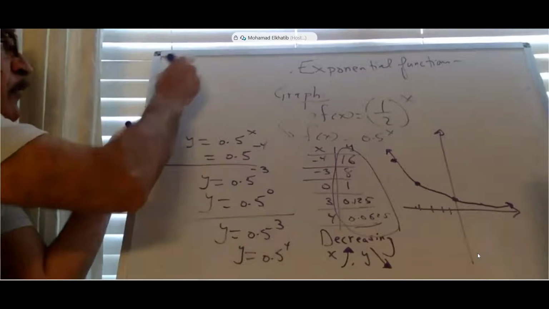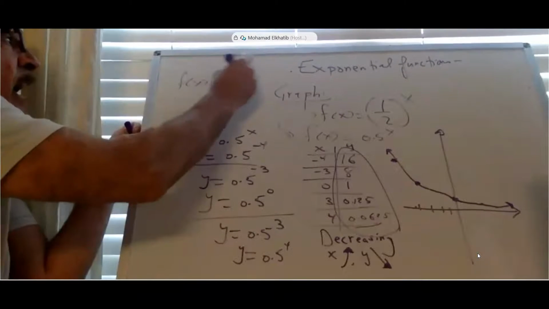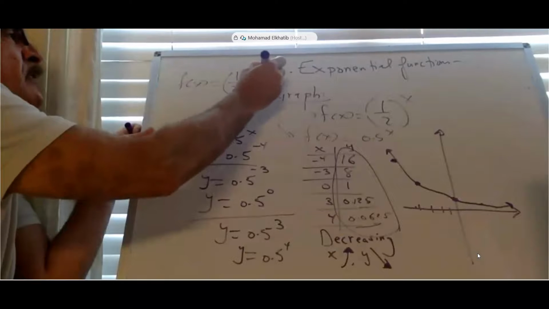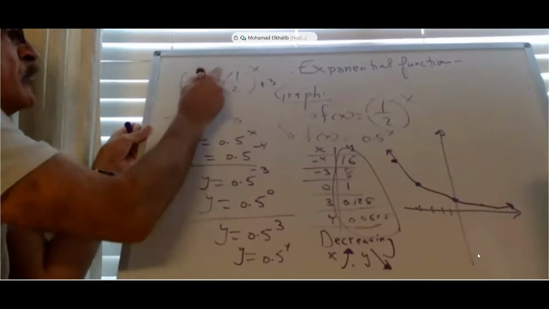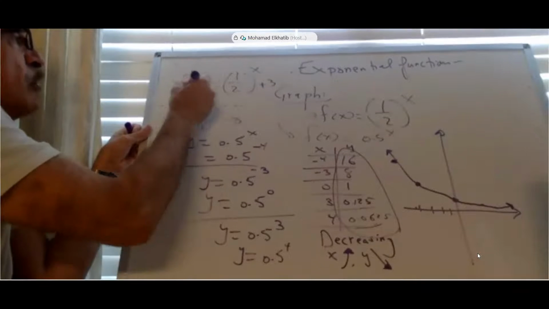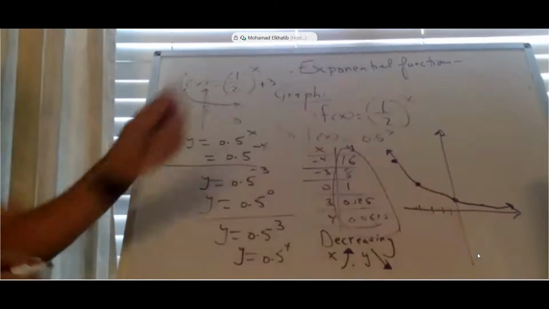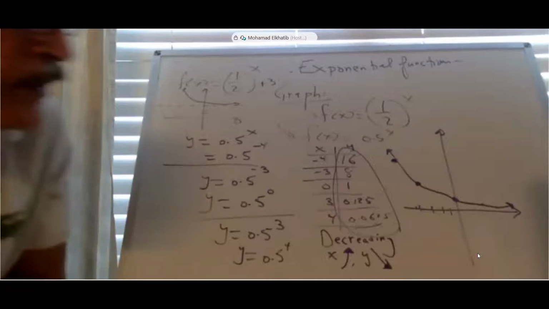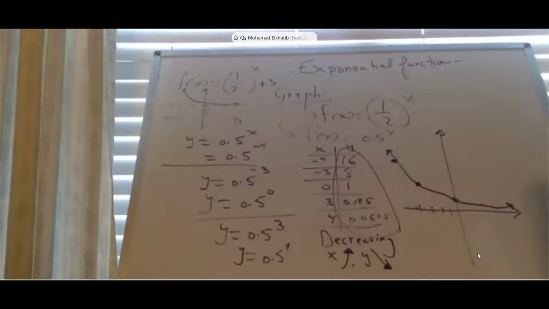But if I ask you to graph f of x equals 1/2 to the power x plus 3, what do I do? I go 3 here, and then I draw my graph. Why? That means I push this graph 3 units up. Okay? All right. Now you can go ahead and copy this graph, and then we'll talk about it in a minute.